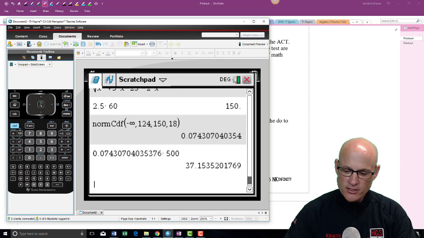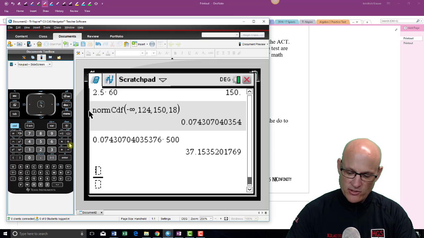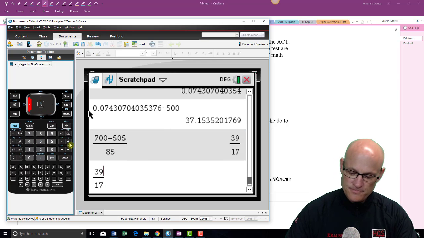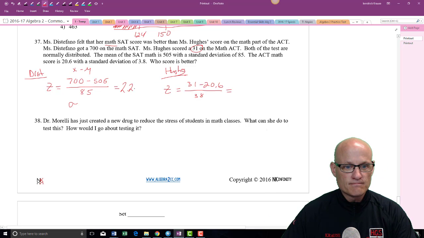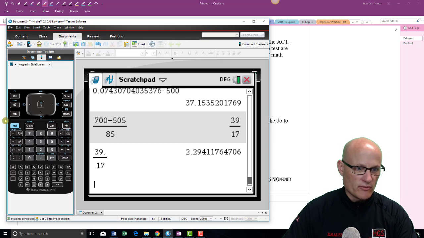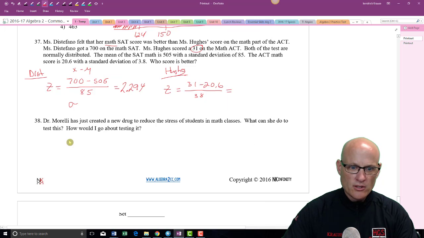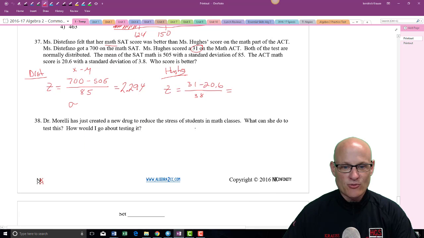So I need to go to my calculator. Control division. Make sure you always use control division when you're doing this so you don't make a silly mistake. 700 minus 505 all over 85. Her z-score is 2.294. And now we've got to do hers, control division. 31 minus 20.6 all over 3.8. And she got 2.736.